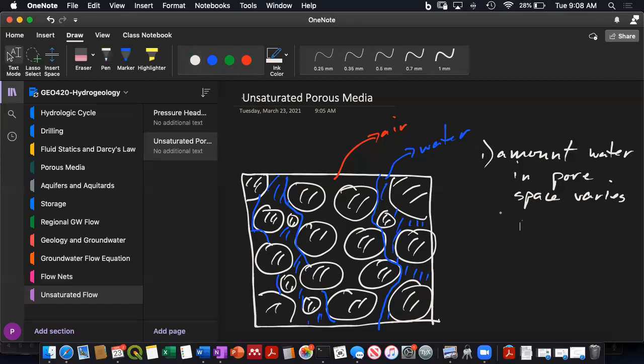So that was mass wetness, right? The mass of water to the total mass of the sediments. What was volumetric water content? You guys remember what that was? It has the symbol theta sub W, and it's equal to the volume of water over the total volume of porous media.